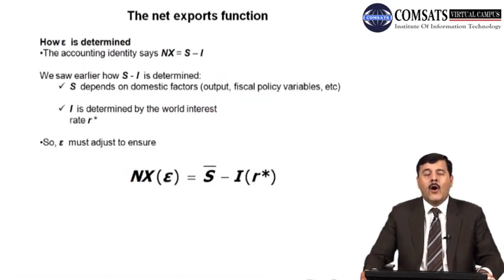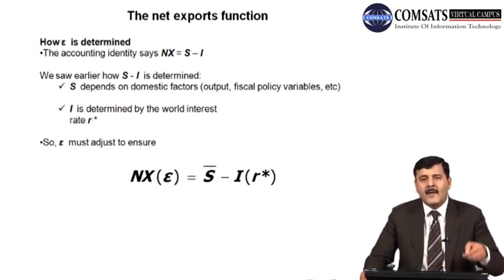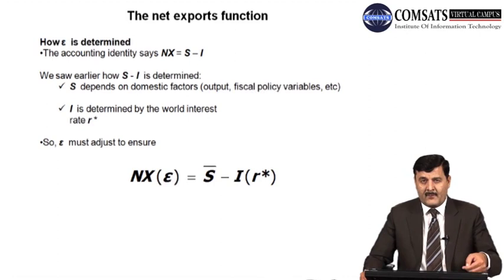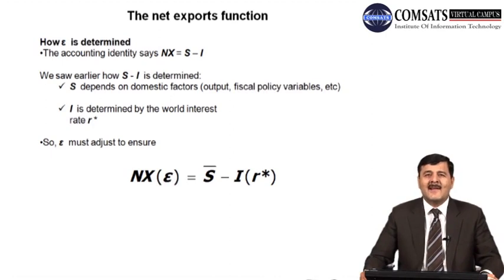Now we'll try to see how E is determined. किस तरह से हम real exchange rate को determine कर सकते हैं. As we know that we have the accounting identity, जिसमें हमने last lecture में बात की थी. हमने ये कहा था कि NX is equal to S minus I, or we said that NX, which is the difference between exports and imports, and is known as net export of a country. So net exports are equal to saving minus investment, which is also known as the net capital outflow of an economy. So we saw earlier S minus I is determined.